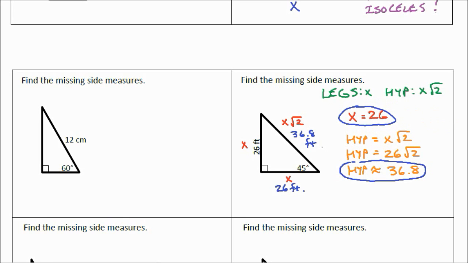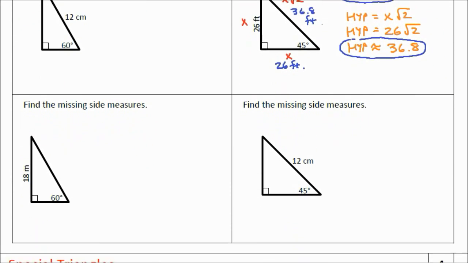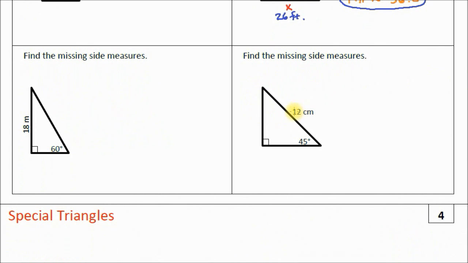All right, let's try this one more time. Find the missing side measures. Oh, in this case, they gave us the hypotenuse. Let's set up our rules first. We know in a 45, 45, 90 triangle, the legs are going to be equal to x. If they are, then the hypotenuse is going to be x times the square root of 2. Now in this case, again, let's label this. This is going to be x. This is going to be x. This is going to be x times the square root of 2.